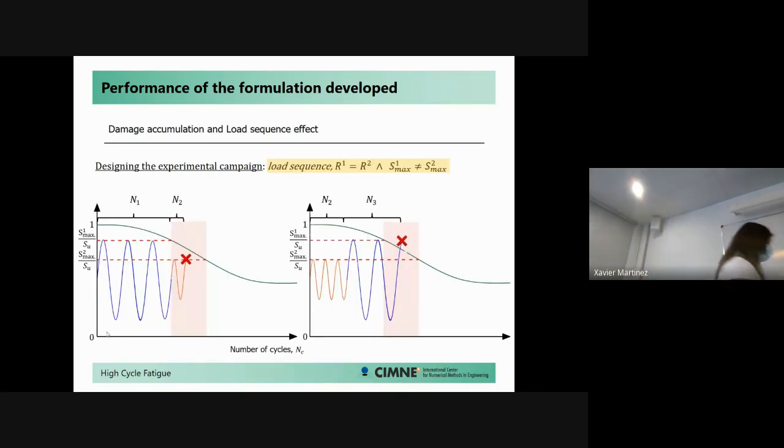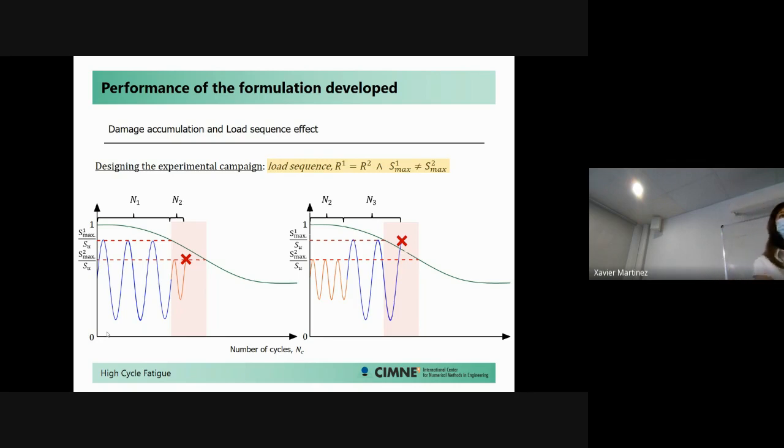Now, what is the advantage, or where do I want to go when I'm using this type of fatigue numerical models? Yes, 5 minutes. Okay, I'm going to go quite fast. The idea is to use this type of simulations to correctly reproduce the load sequence when you have different blocks of cyclic loading with different characteristics.